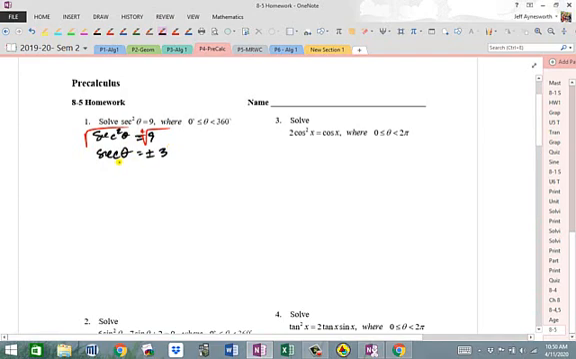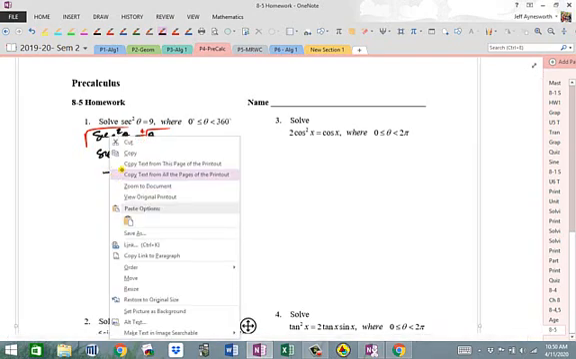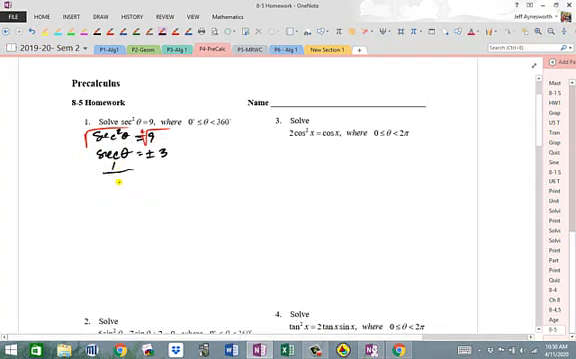Okay, now what we're going to do is reciprocate both sides because secant theta is 1 over cosine theta. So 1 divided by cosine theta is equal to plus or minus 3. And what we want to do is reciprocate both sides. The reciprocal of 1 over cosine theta is cosine theta. All right, so there's the reciprocal right there. Reciprocal of 3 is 1/3. So cosine theta is equal to plus or minus 1/3.